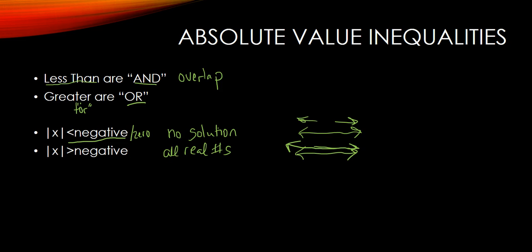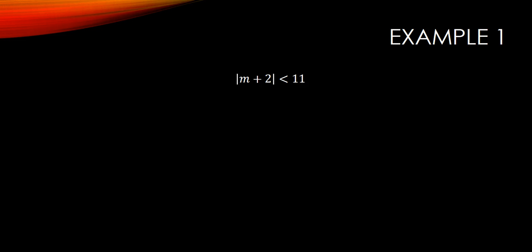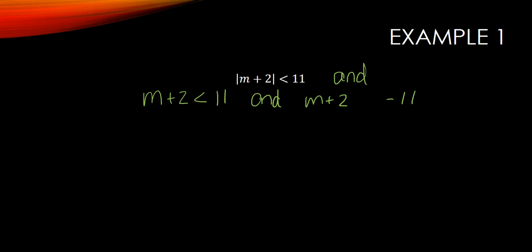So let's just do two examples. So the first example, we have absolute value of m plus 2 is less than 11, so less than is and. So I need to write my two inequalities. M plus 2 is less than 11, and m plus 2 with the negative 11. So just like in equality or equations, you're going to have 11 and negative 11. However, when you write the negative version, okay, the regular one is just the sign they gave you, in this case less than, but the negative one, you have to flip that inequality sign, just like when you're solving inequalities.